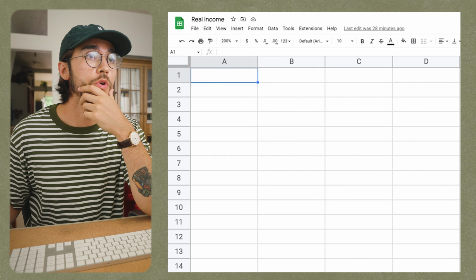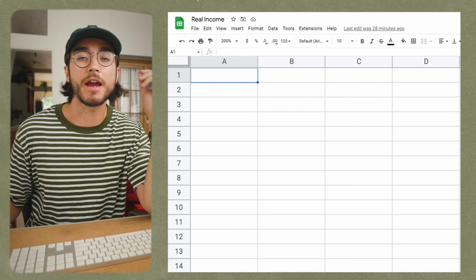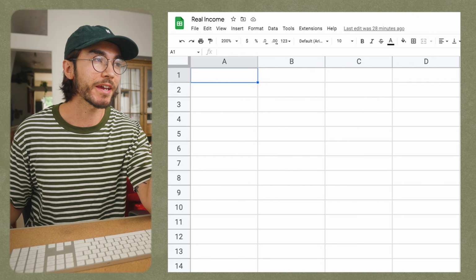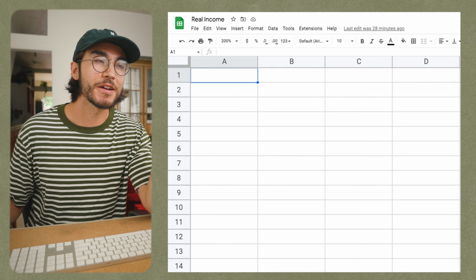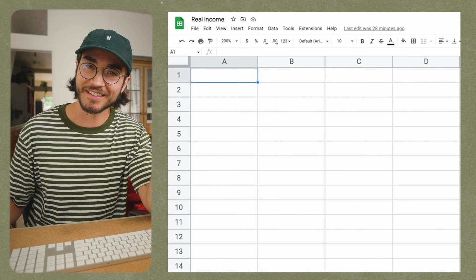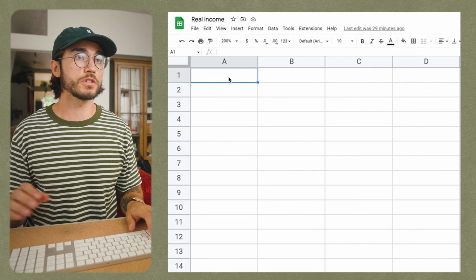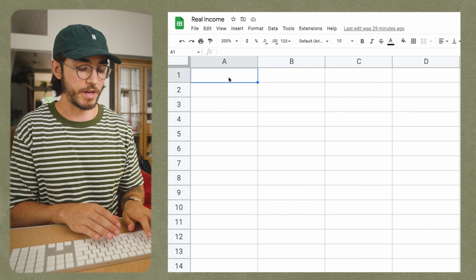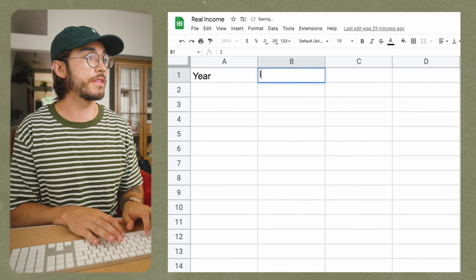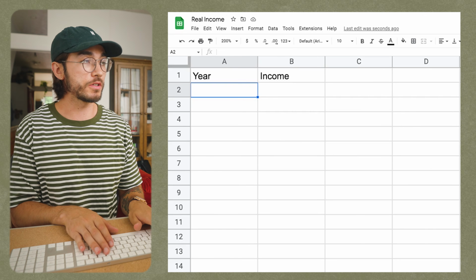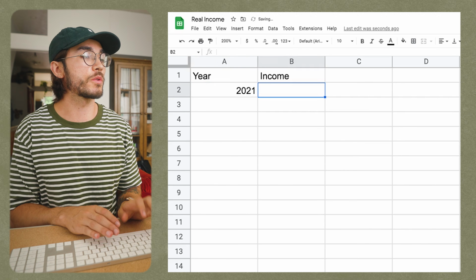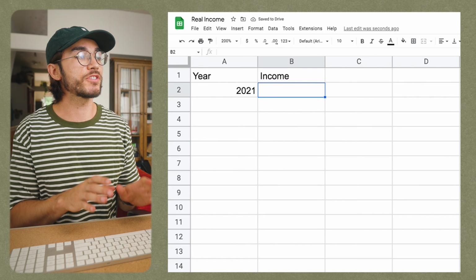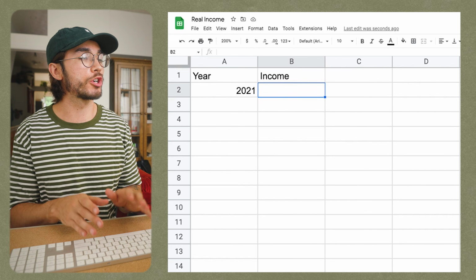And then before we calculate our real income, I actually want to go through a quick exercise with you. It's a bit of a reality check, let's say. So first, what I want you to do is just set up two simple headings. So we're going to set up year and then income. And then what I want you to do in the first row here is I want you to enter the after-tax income that you earned last year.